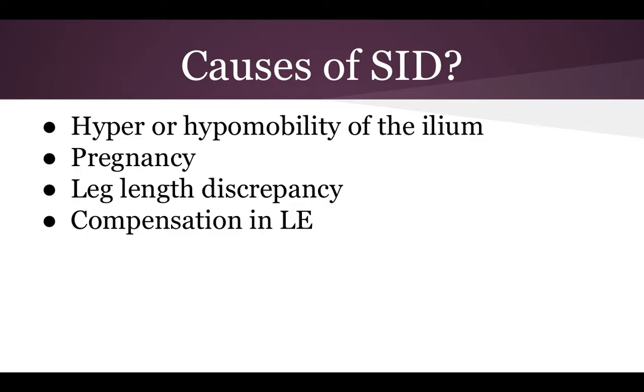Pregnancy, relaxin is released, which causes hypermobility to allow the passage of birth. You also have leg length discrepancy and also compensation in the lower extremity. And compensations can include altered gait, injuries, returning from surgery, or even muscle imbalances.